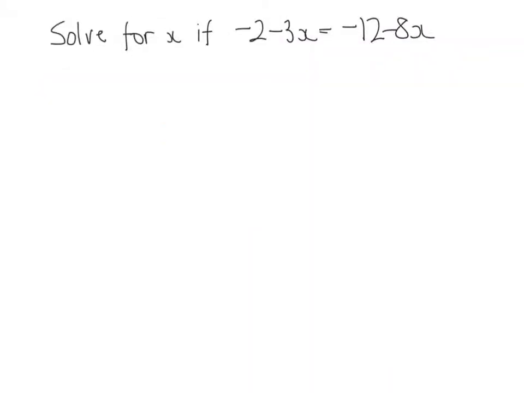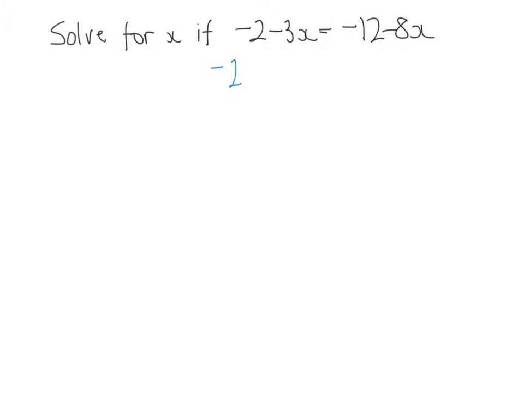Here's another example. Now minus 2 is equal to minus 3 lots of some number x, that's equal to minus 12 minus 8x. Now let's see, what could x be? Well, let's try and work it out. So there are, I guess, a number of different ways we could work it out.